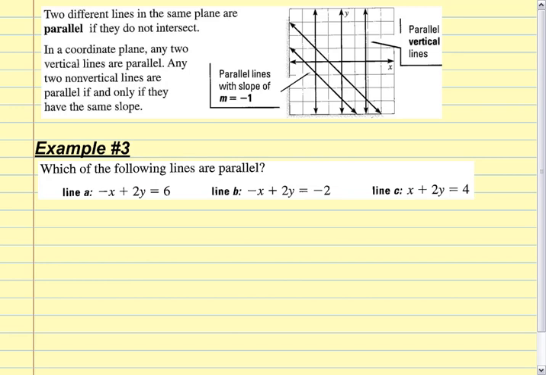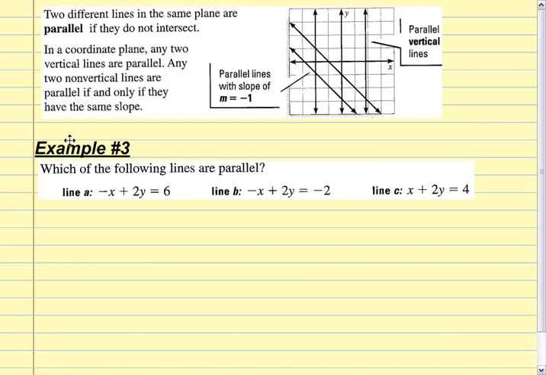They have the same slope. And if they have the same slope, then they must be parallel. That's all this is telling us. Two different lines in the same plane are parallel if they don't intersect. In a coordinate plane, any two vertical lines are parallel, any two non-vertical lines are parallel if and only if they have the same slope. All of that is just to say if two lines have the same slope, they're parallel.